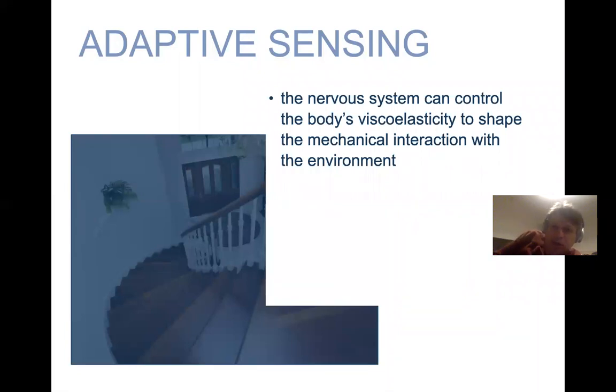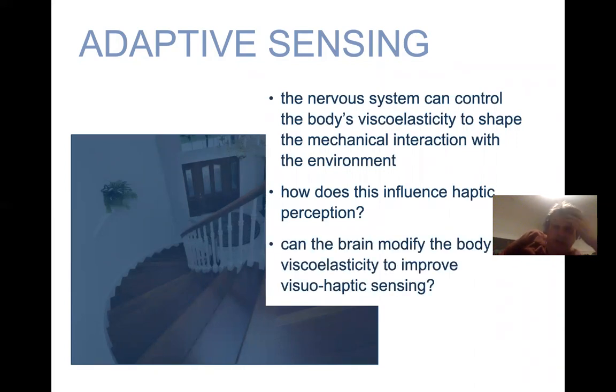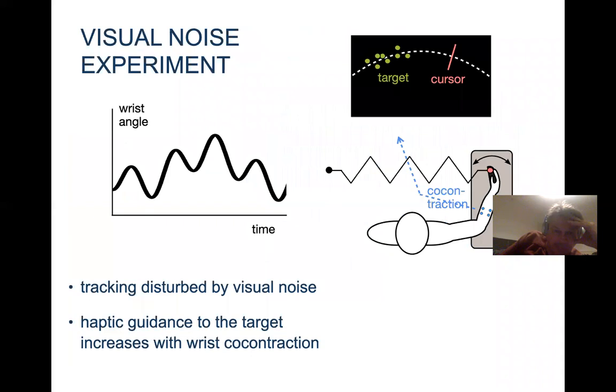So we have seen before that the brain can adapt stiffness and impedance to get a good mechanical interaction with the environment. Now the question is whether this influences haptic perception. How does it influence haptic perception? And whether the brain can modify the body viscoelasticity to improve the visual haptic sensing.